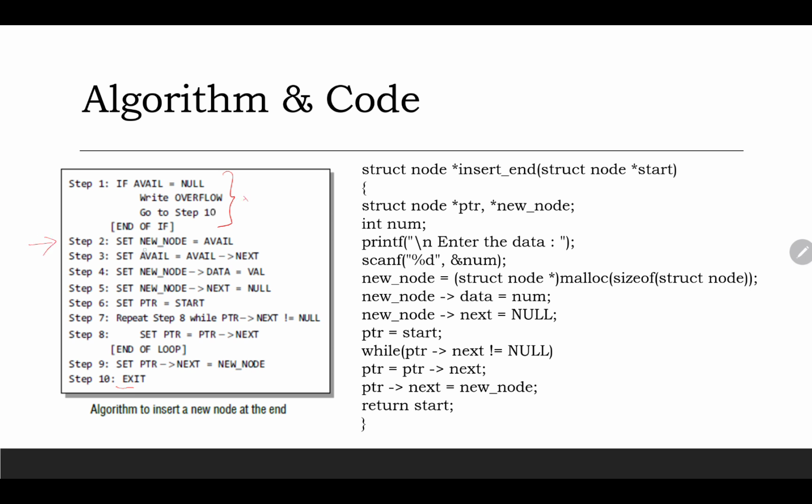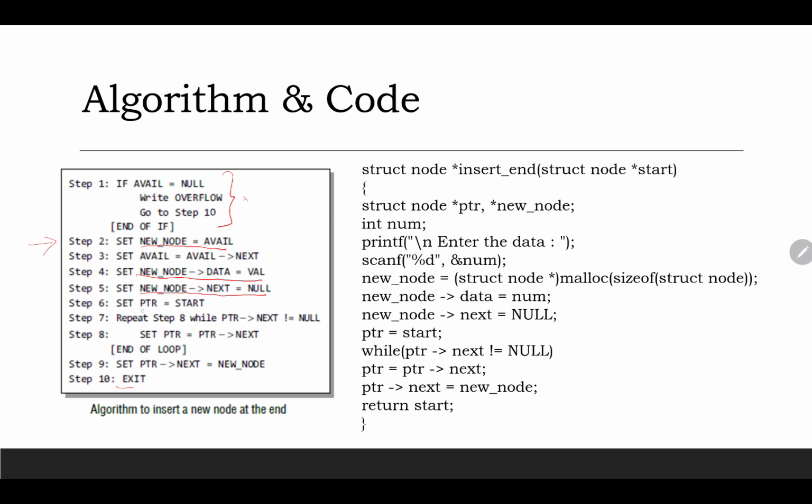So first we are creating the new node. So new node = avail. Next, avail = avail->next. We are allocating the memory space here. Next, we are assigning the value for that particular new node, that is new node->data = value. Then next we are assigning the address part as null because it is the last node. After that node there is no node, so the address part will be null. So we are assigning new node->next = null.